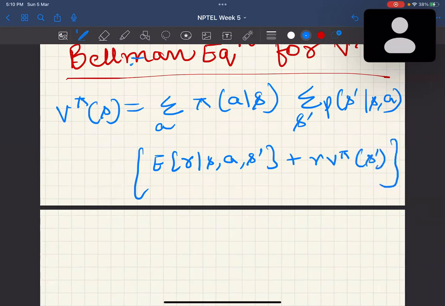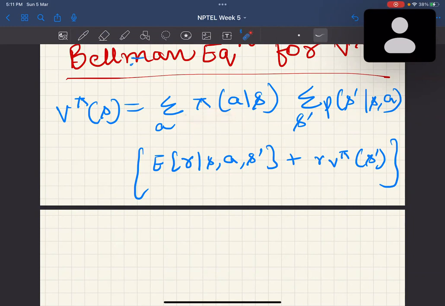Any idea about what this Bellman equation is? First, I'll ask you. Let's make this session an interactive one. Let's go step by step.